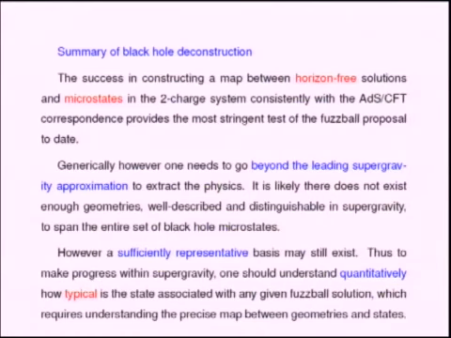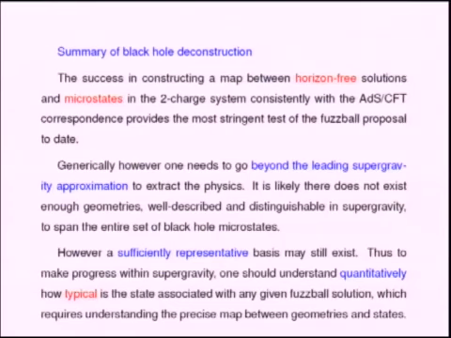We have various arguments that this is going to be a problem that persists in other systems, even those with macroscopic horizons. It's likely that you can't actually get all the geometries in supergravity. We don't exclude that you could get a representative basis. If you want to make progress in supergravity, you should try and get a representative basis. And then you need some method to understand quantitatively how typical a state associated with a given fuzzball solution is.